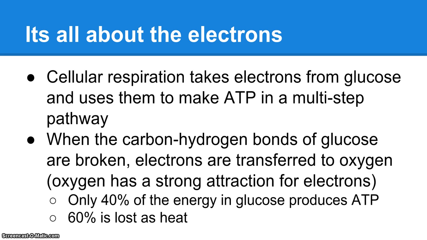Only 40% of the energy in glucose produces ATP. 60% is lost as heat. So we're only using a small percent or a medium percentage of that energy in the glucose, because everything else is lost as heat in the process of making the ATP.